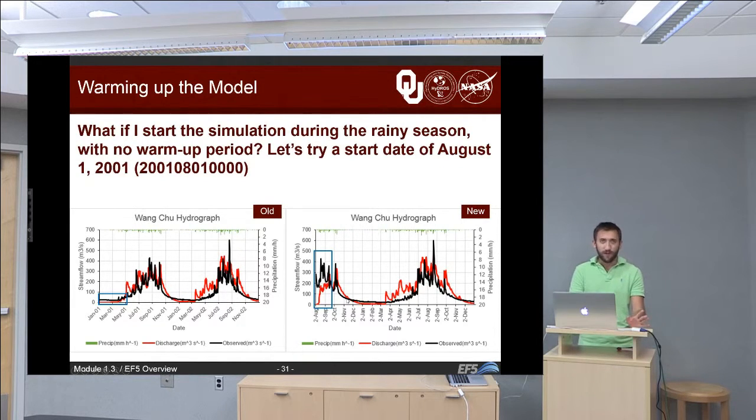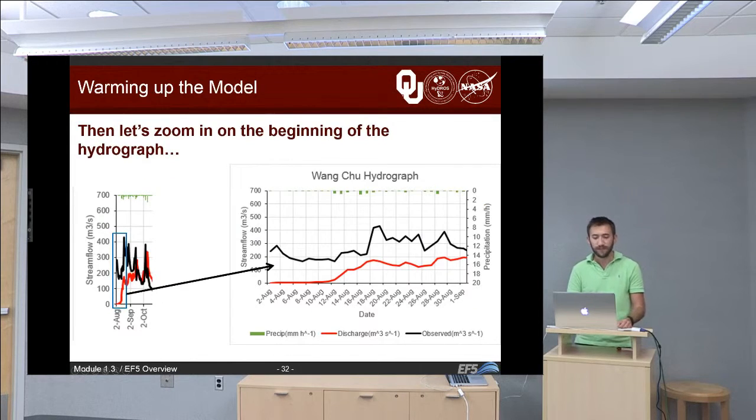But to see this more extremely, let's start a simulation during the rainy season. So again, if you want, you can go into the control file and change the start date to August 1st, 2001. When I did that and went through and ran the model, I got the result at the lower right. And so you can see in the big blue box that the red line starts way at the bottom at 0, and it takes a couple of weeks until it gets up to a level that looks somewhat accurate. And if we zoom in on that, sure enough, that's what you see.